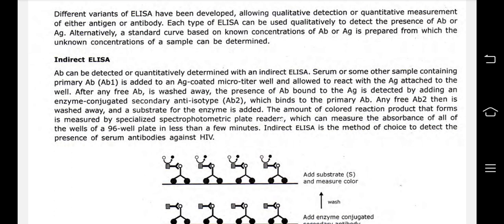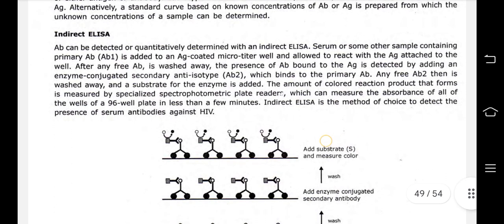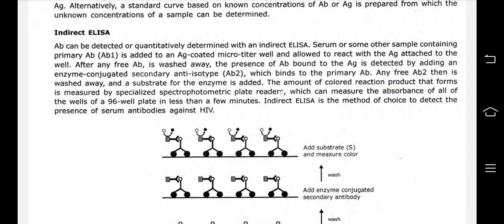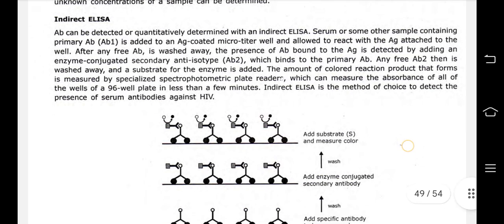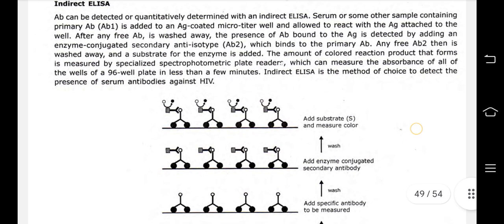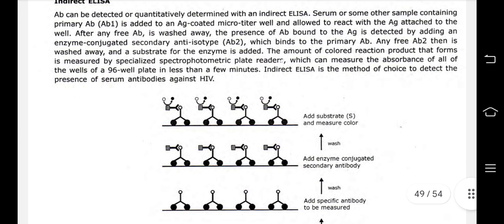Serum or some other sample containing primary AB1 is added to an AG coated microtiter well and allowed to react with AG attached to the well. After any free AB is washed away, the presence of AB bound to the AG is detected by adding an enzyme conjugated secondary anti-isotype AB2 which binds to the primary AB. Any free AB2 then is washed away and the substrate for the enzyme is added.